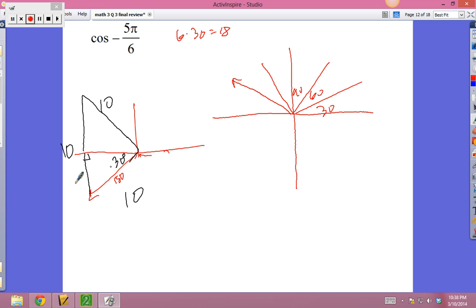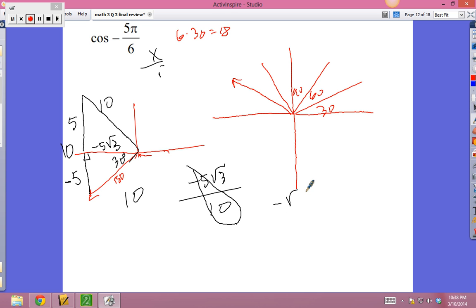So if it is a 10 by 10 by 10, I know this piece is 5 and this piece is 5. But because I'm in quadrant 3, this is a negative 5 because I'm going down. And then this piece is going to be 5 square roots of 3. But because I'm going left, it's going to be negative. Okay, cosine, man, we do a lot of cosine. The cosine is x over r. So x is negative 5 square roots of 3, and r is 10. And then let's simplify 5/10, and let's change that to a negative square root of 3 over 2. 5/10 is 1/2.